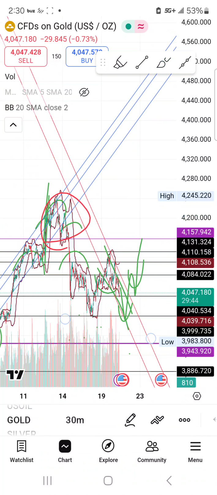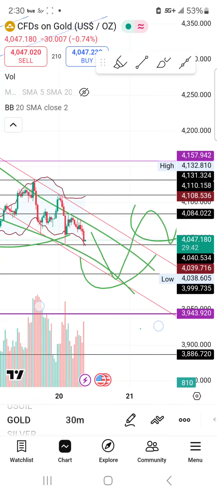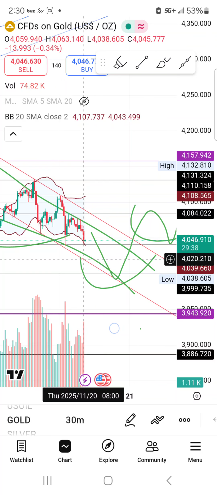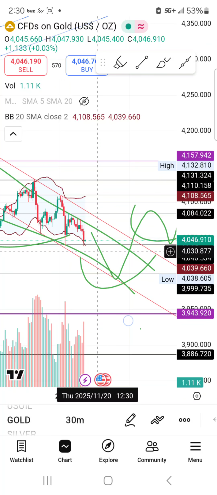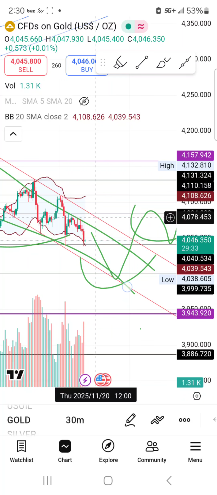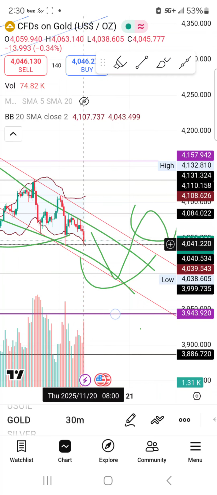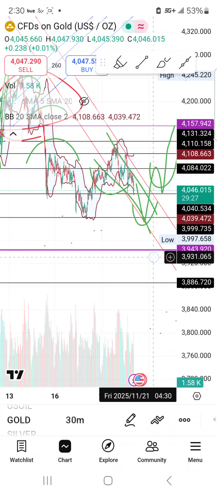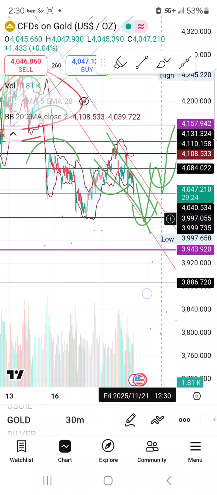But again, can't rush it, can't predict it. You can only foresee and analyze, and what we have analyzed so far, or what I have analyzed, and you can make analysis of your own. But for me personally, I would love to see a retest down here.